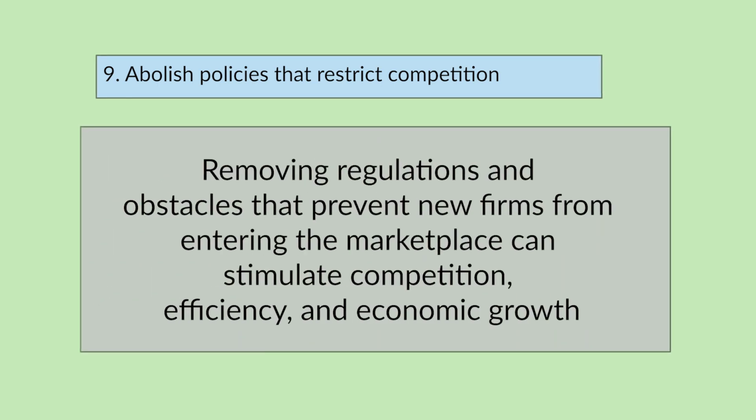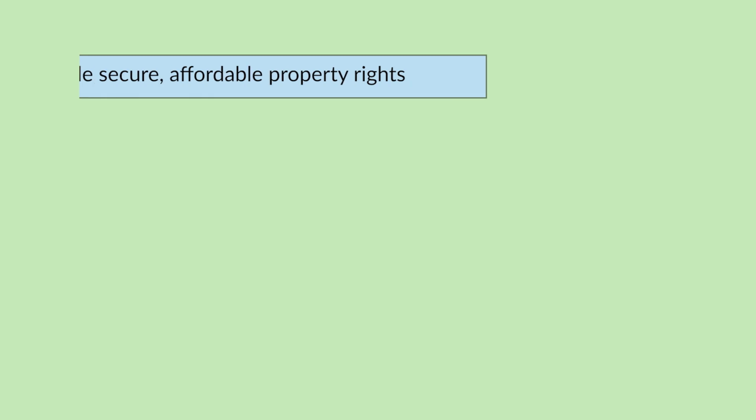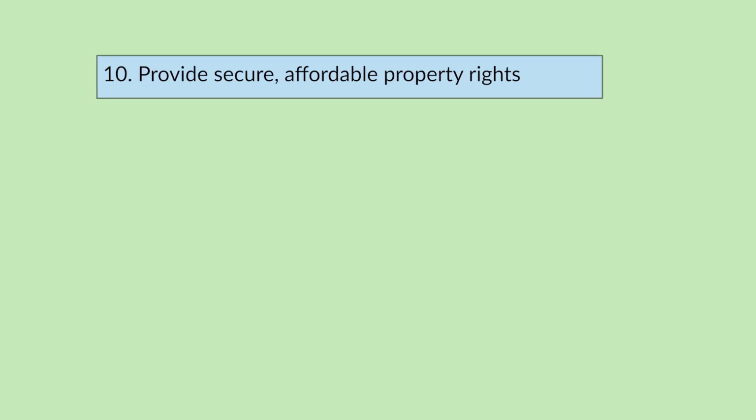The ninth principle focused on abolition of policies that restrict competition. Removing regulations and obstacles that prevent new firms from entering the marketplace can instigate and instill competition, efficiency as well as economic growth. Finally, it focused on providing secure and affordable property rights.